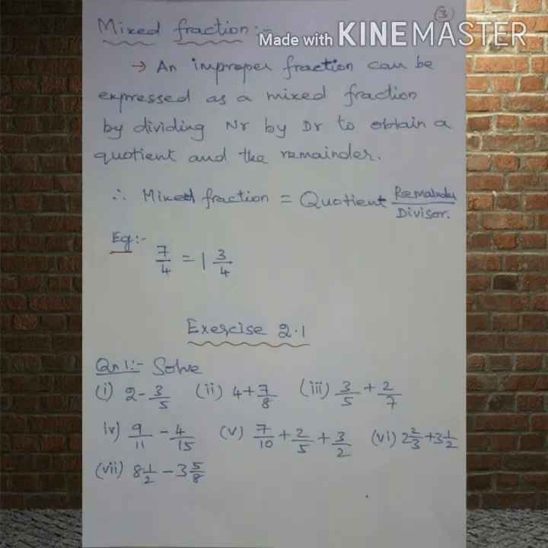Next, mixed fraction. An improper fraction can be expressed as a mixed fraction by dividing the numerator by the denominator to obtain a quotient and the remainder. Therefore, the mixed fraction can be written in the way of the quotient. On top we write the remainder, and at the bottom we write the divisor.